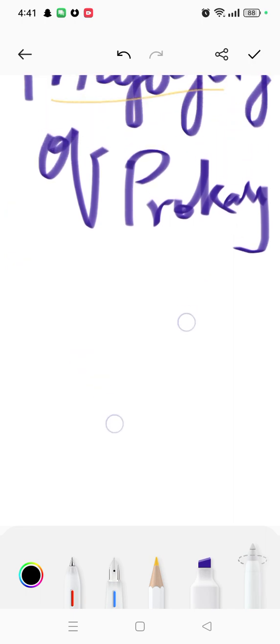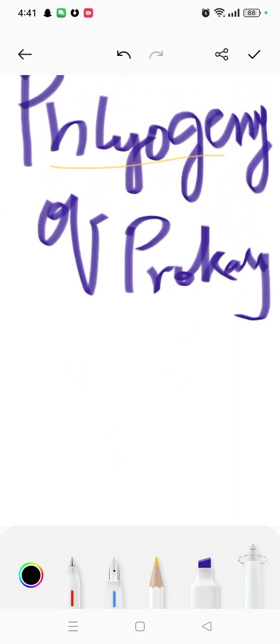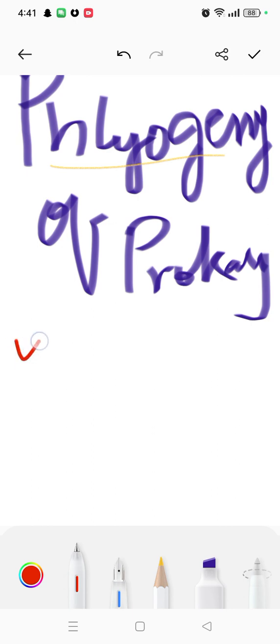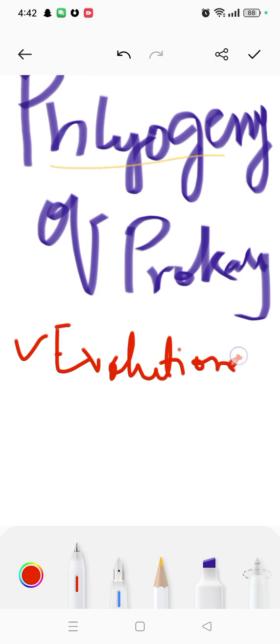Now let's start with the phylogeny of prokaryotes. First thing, what does this word mean? It's evolutionary linkage, everything done in the past, so many years before. Even there is one particular number, evolutionary linkage.